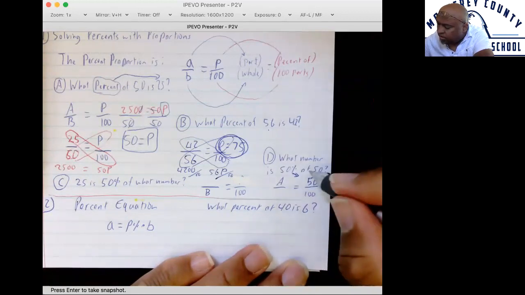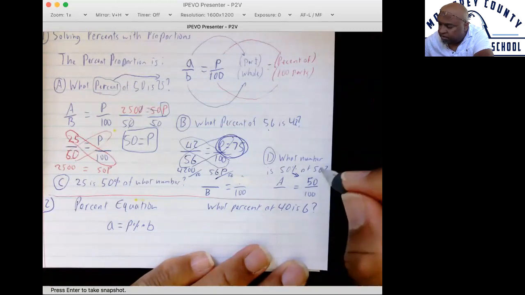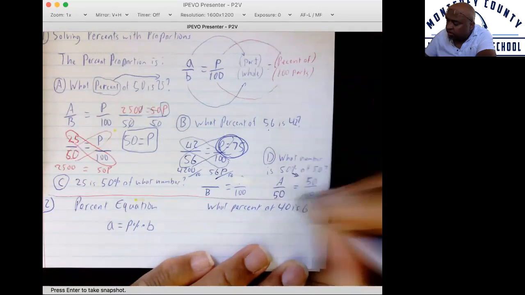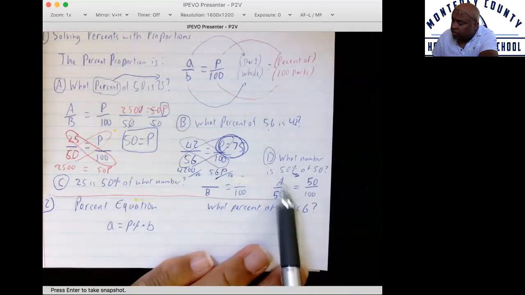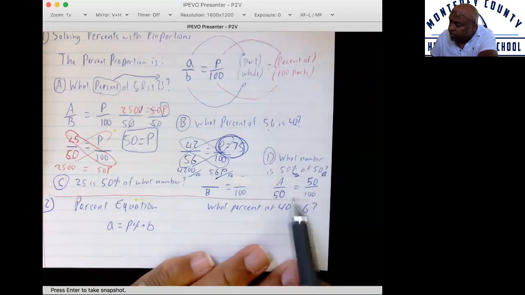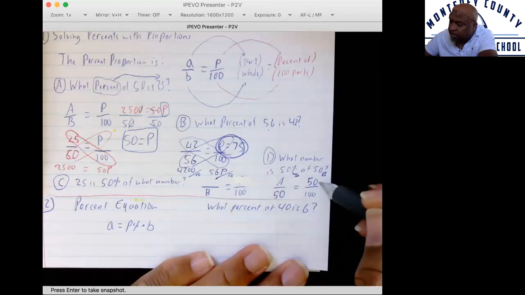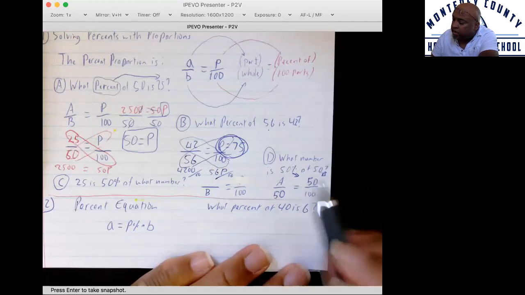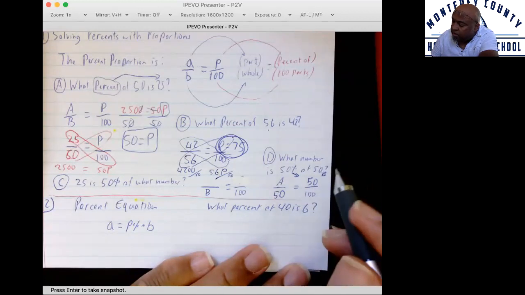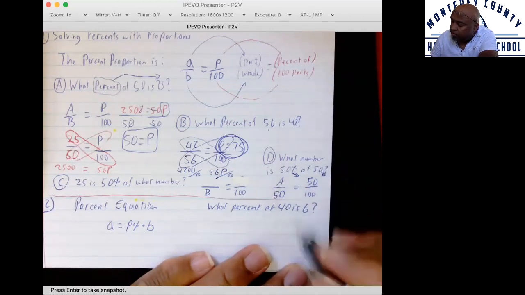And then remember, the number that we're doing this of is always the whole number. So in this case, I have A over B, B being 50, is equal to 50 over 100, or 50%. See, the percent sign in the question tells me that I already have the answer to P. So in this case, A is missing. So 50 times 50 is 2,500.